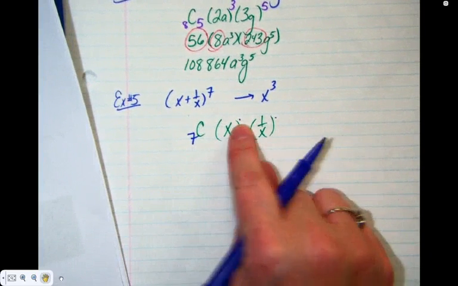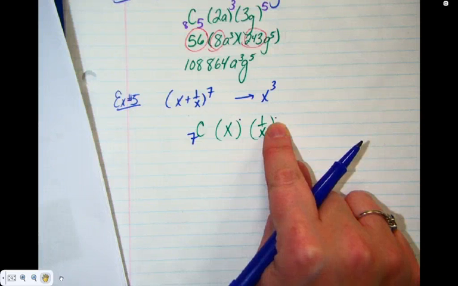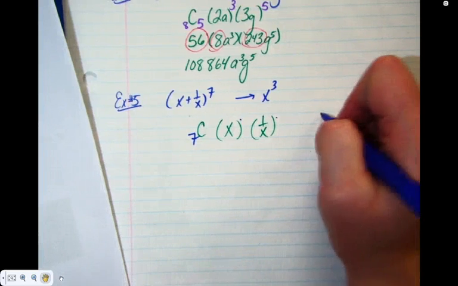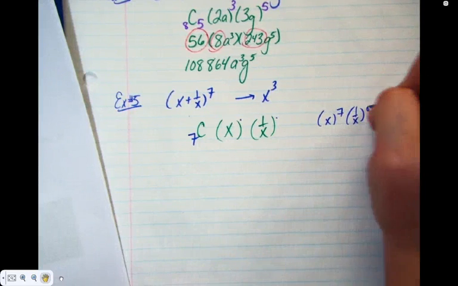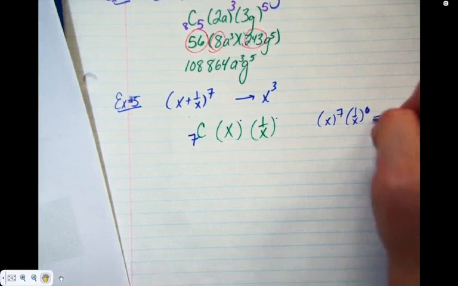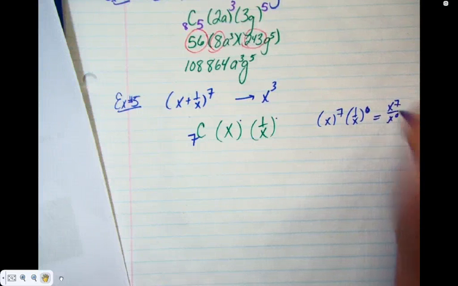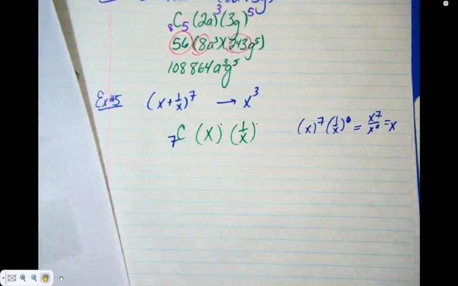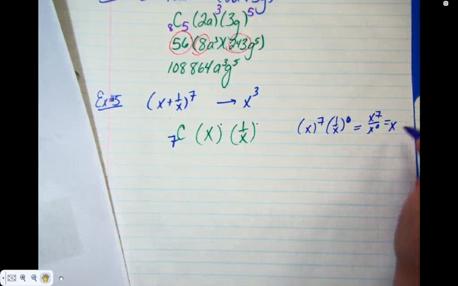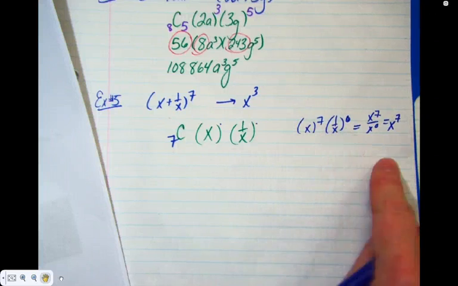So I'm just going in order. If I put a 7, that's going to be a 0. And I'm going to write it just for the visual people. You don't have to write it. And so in total, that's going to give us an x to the 7 over an x to the 0. And that simplifies down to x to the 7, not our x cubed.